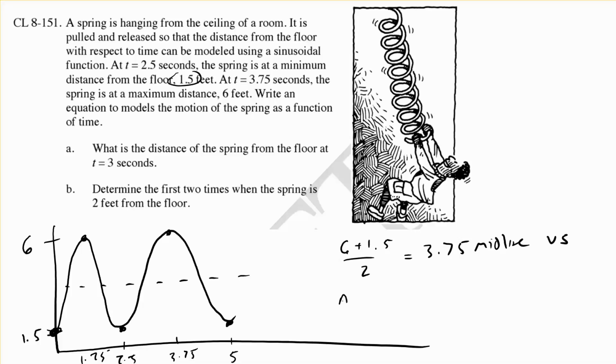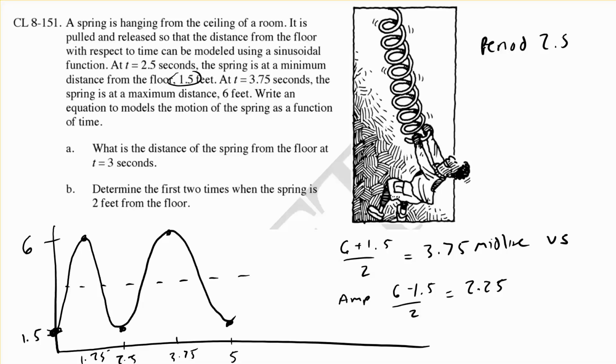Let's go with our amplitude. That would be 6 minus 1.5 divided by 2, and I think that is 2.25, which makes sense because if I go 3.75 plus 2.25, I get to 6, and minus I get to 1.5. Good. And then let's go period.